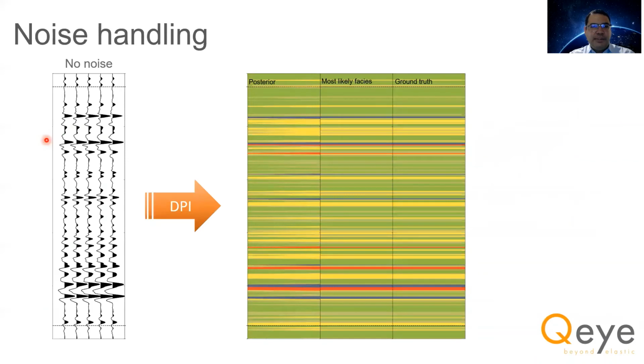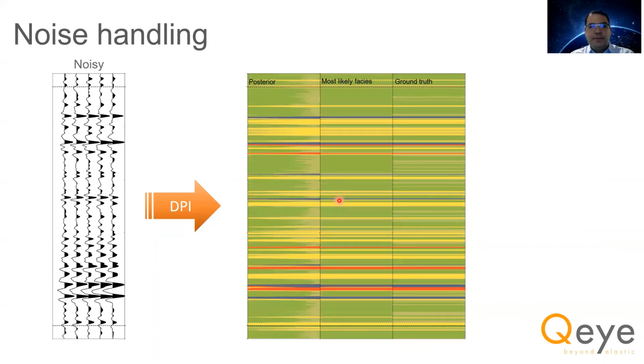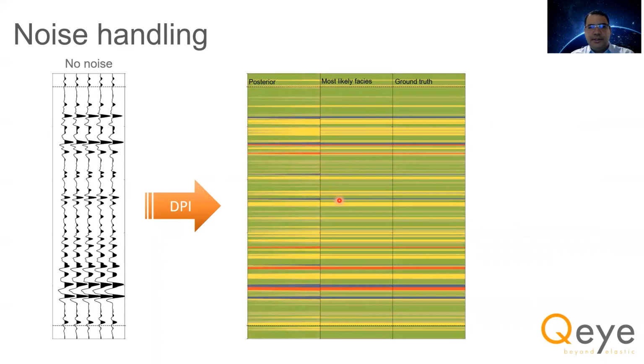So here are the results of the noise-free case. Basically, this was the input data. These are the posterior probabilities. This is the most likely facies, and here is the ground truth. And you can see how the inversion, in this case, was able to resolve all the thin layers that were present in the model, and was also able to discriminate perfectly between the shale and the silt facies. Now, if we add some noise, things start to change.